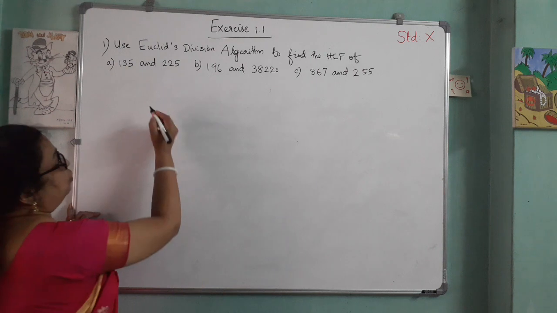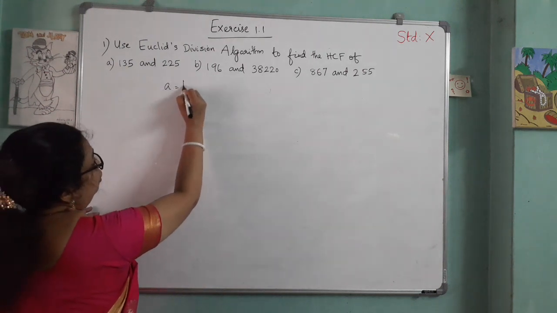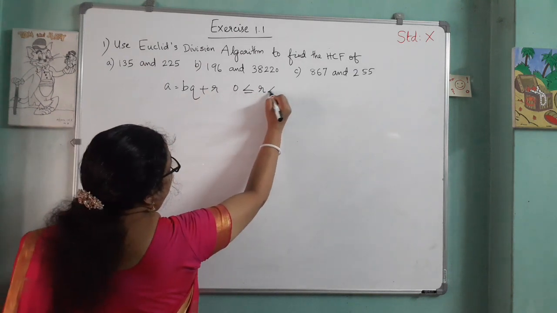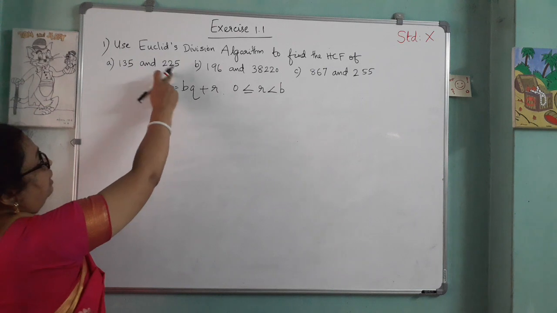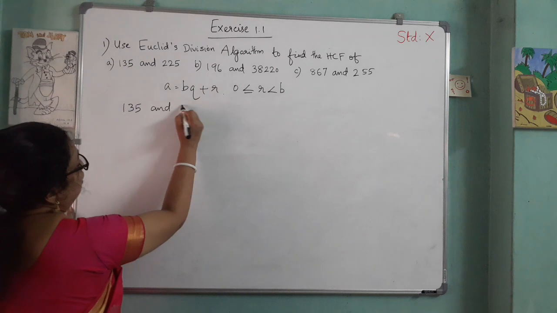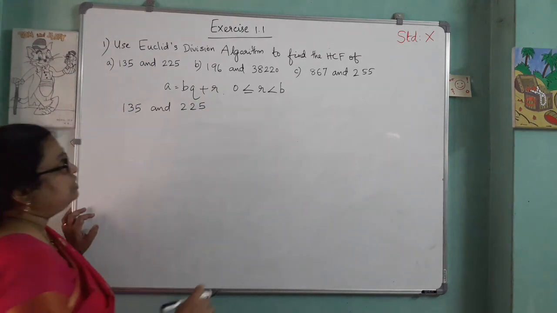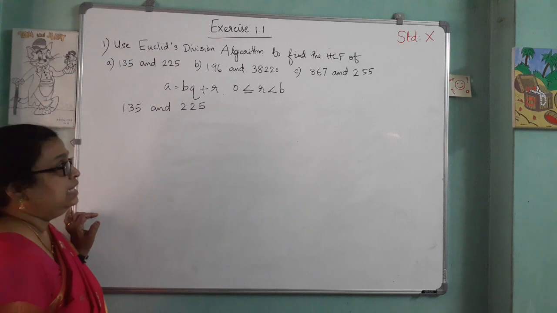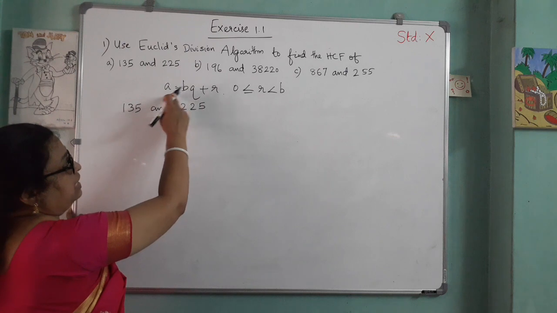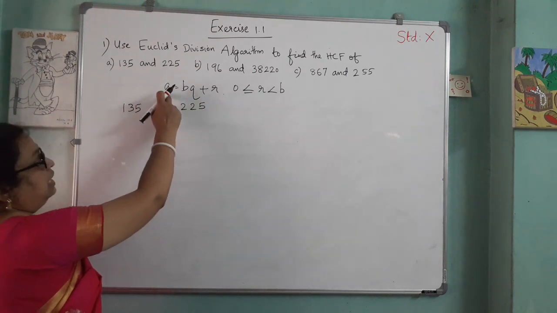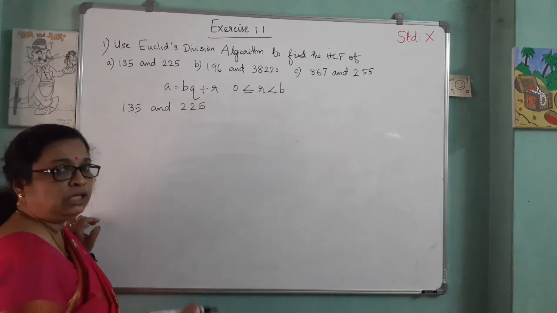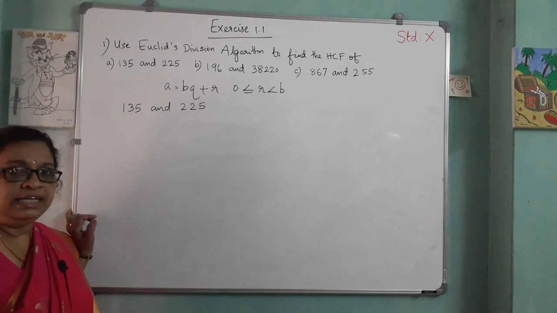We know that Euclid's division algorithm is a is equal to bq plus r, 0 less than or equal to r less than b. So here, 135 and 225. Using the division algorithm, we want to find the HCF of these two numbers. We divide and write in the form a is equal to bq plus r. Whenever you get the remainder r as 0, that divisor will be the HCF.